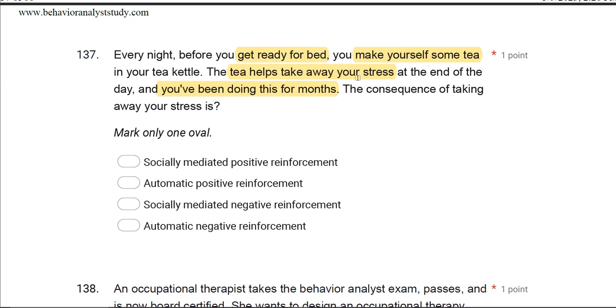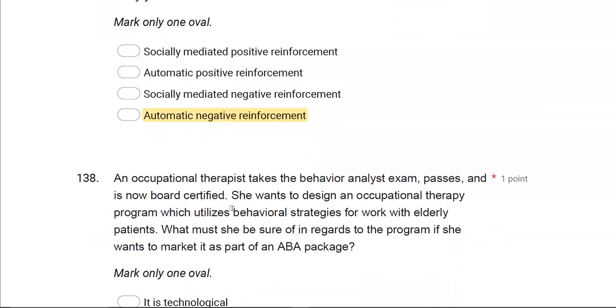And then we have socially mediated or automatic. Socially mediated means there's another person involved. Automatic essentially means alone by yourself, nobody else is involved. In this scenario, who are the players, basically? The only player is you. So ask yourself, how many players are there? If there's one player, it's automatic. If there's more than one, it's socially mediated. So we've got one player, automatic. We're taking away something negative, and we're increasing or maintaining the behavior. We're reinforcing. So the consequence of taking away your stress is automatic negative reinforcement.